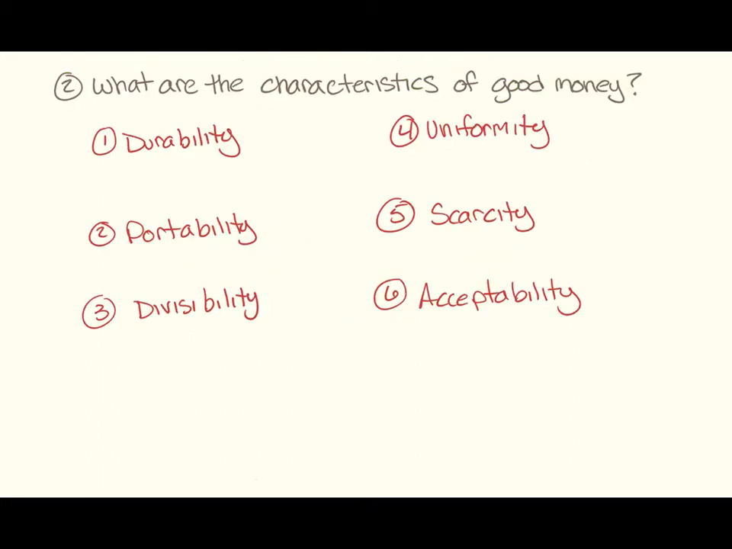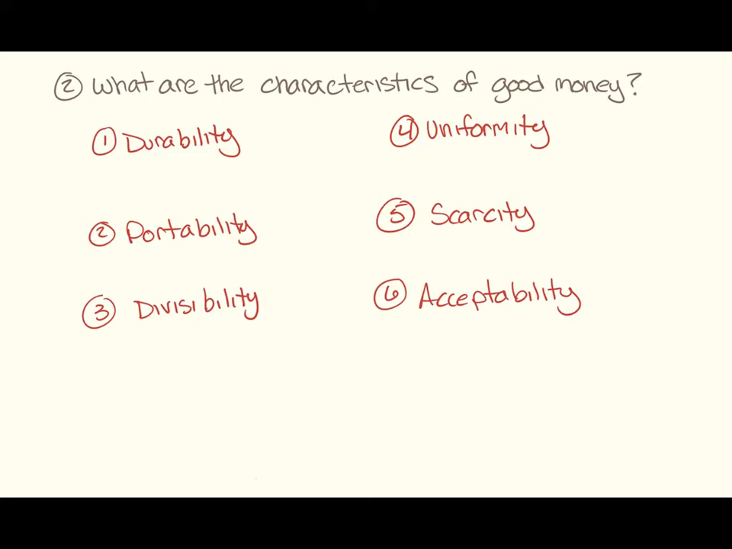So when trying to differentiate items that would be good to use as money versus items that would be bad to use as money, I like to tear these down into essentially six main categories. And anything that basically checks off all six of these boxes is going to be something that's kind of your ideal thing to use as money.